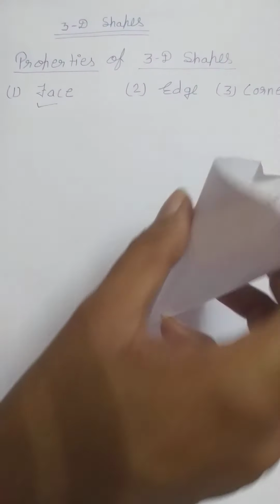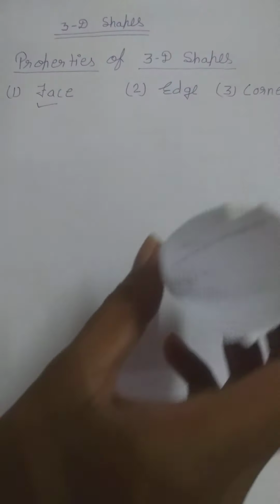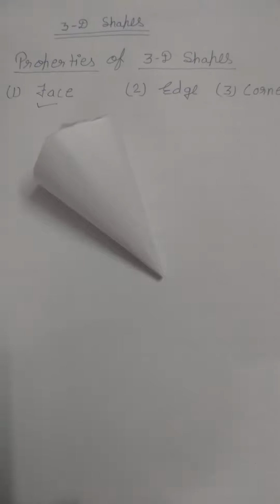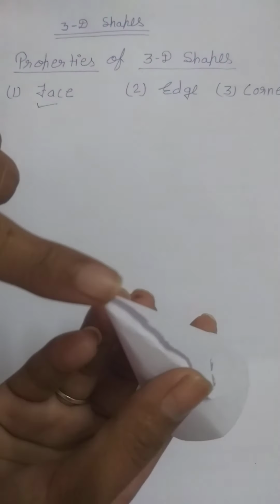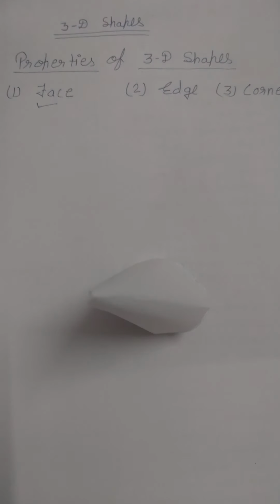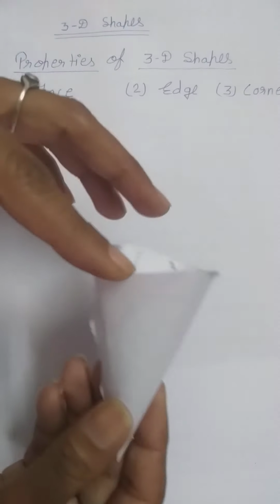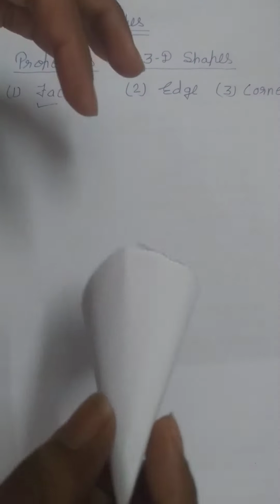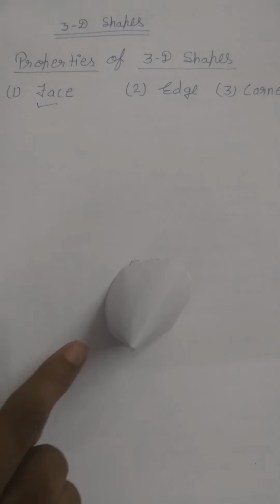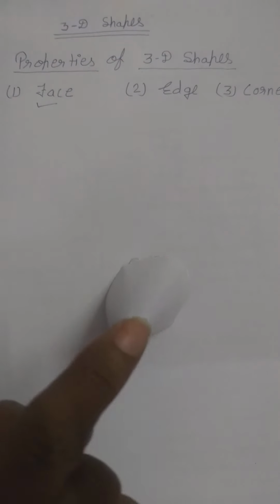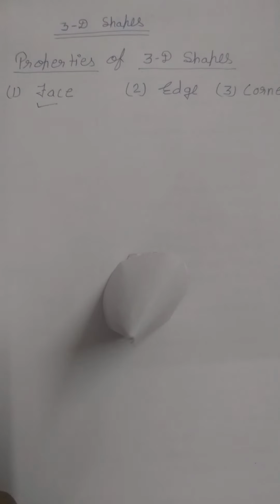Can we put this one like this? No, because this one is not putting properly. So this one is not a face. And we can put this one like this. Okay, so this one is a face. Which face? Yes, flat face. Because if we put this one, it will not move. Okay, this will not move. So this one is flat face.